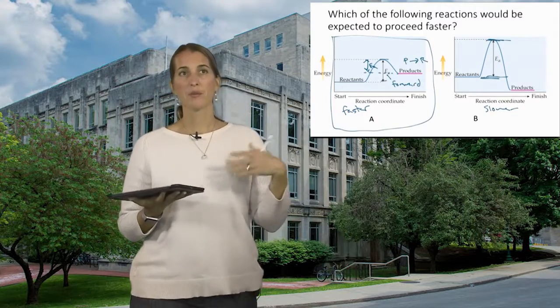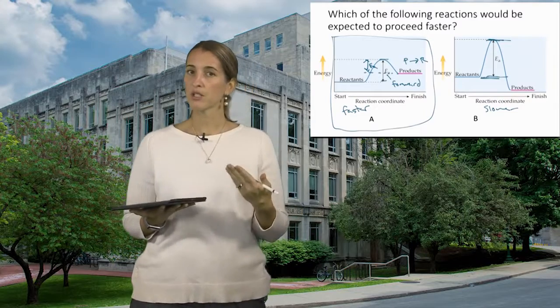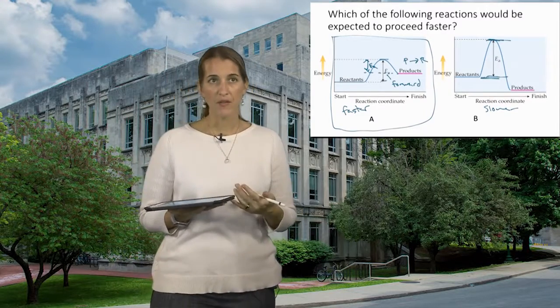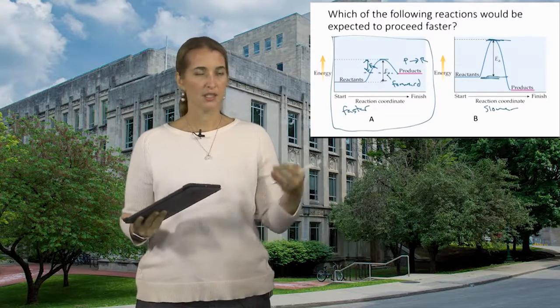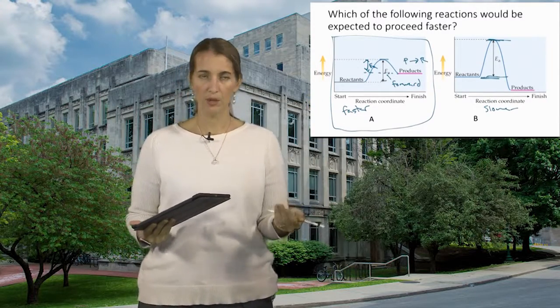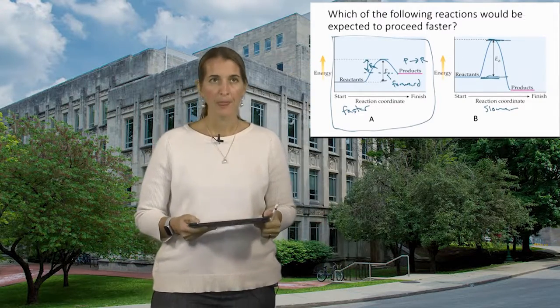So in A, if we're comparing the forward reaction to the reverse reaction, the activation energy for the reverse is much smaller, so that would be faster than the forward reaction. All right, so use activation energies. Big one, the reaction's going to be slower. The reactants have to get a lot more energy before they can get over that hump.